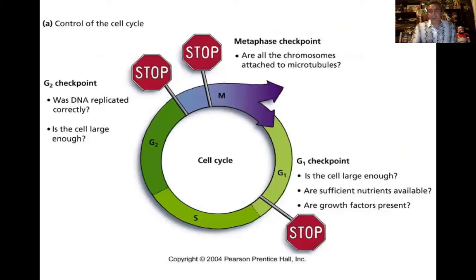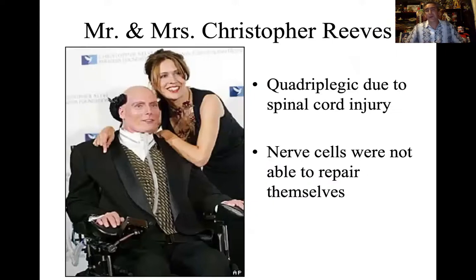Again, these checkpoints are like stop signs. They halt our progress. They don't let us go to phases that we're not ready for. So again, normally they do their job. We do run into some situations where the cell checkpoints are not functioning properly.